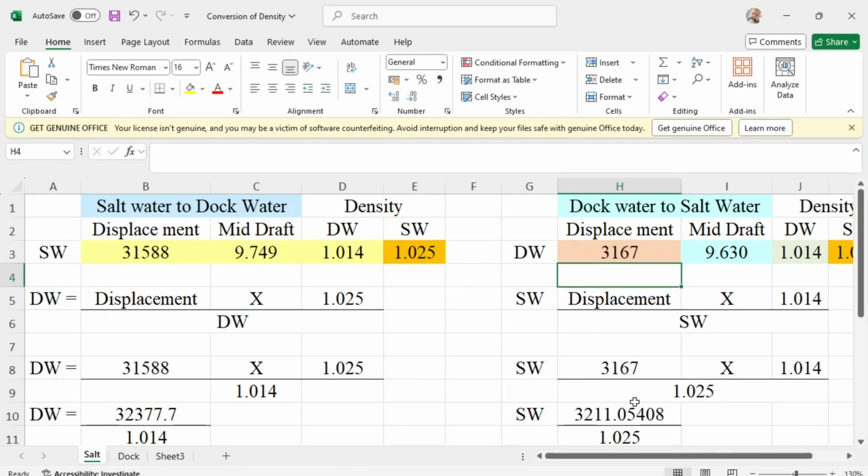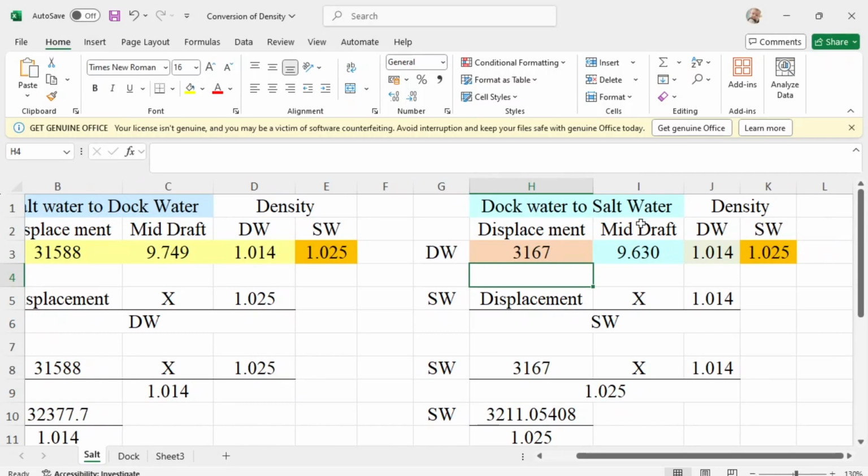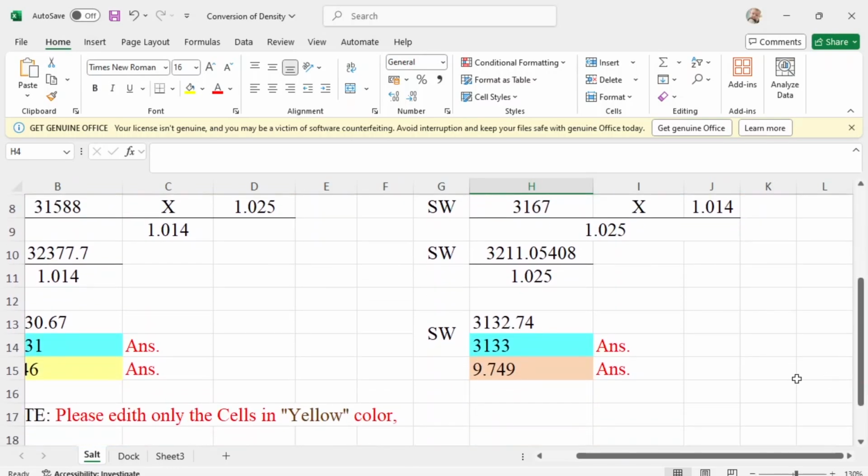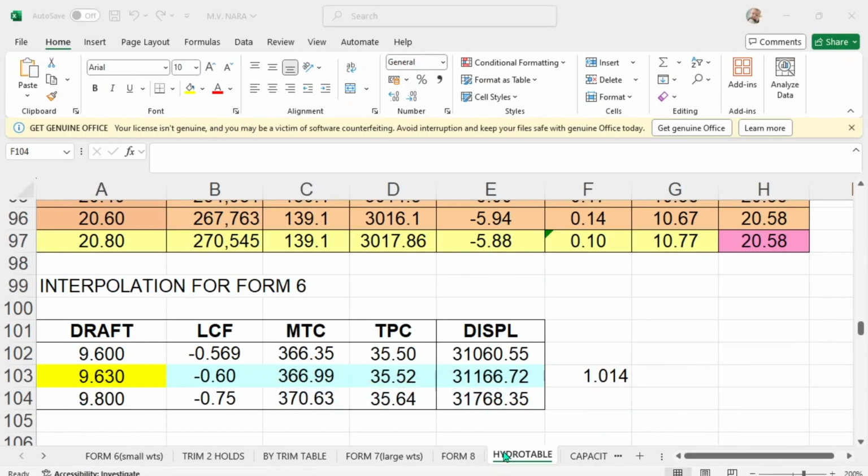3166.72 with your draft of 9.63 from dock water to salt water. Your local density is 1.014, your constant salt water is 1.025, and the answer, your salt water displacement will be 31327. Okay, what is 31327?